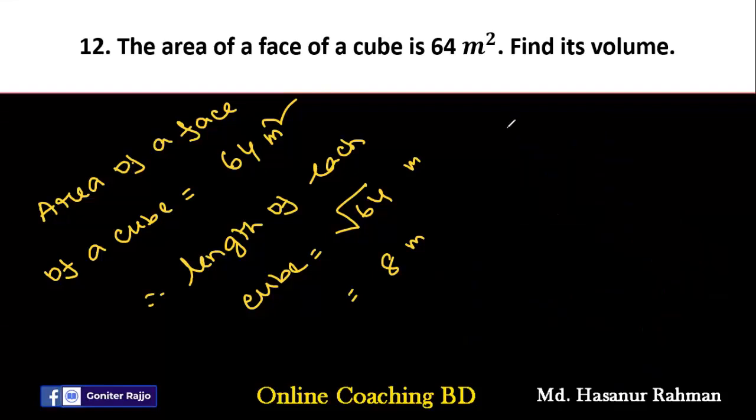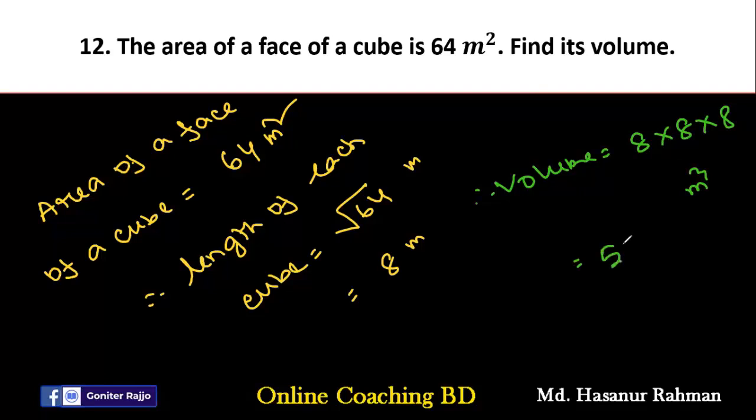In a cube, if every side of a cube is 8 meter, then what will be the volume? So volume will be 8 multiplied by 8 multiplied by 8 meter cube. If we multiply 8, 8, 8, we'll get 512 cubic meter.